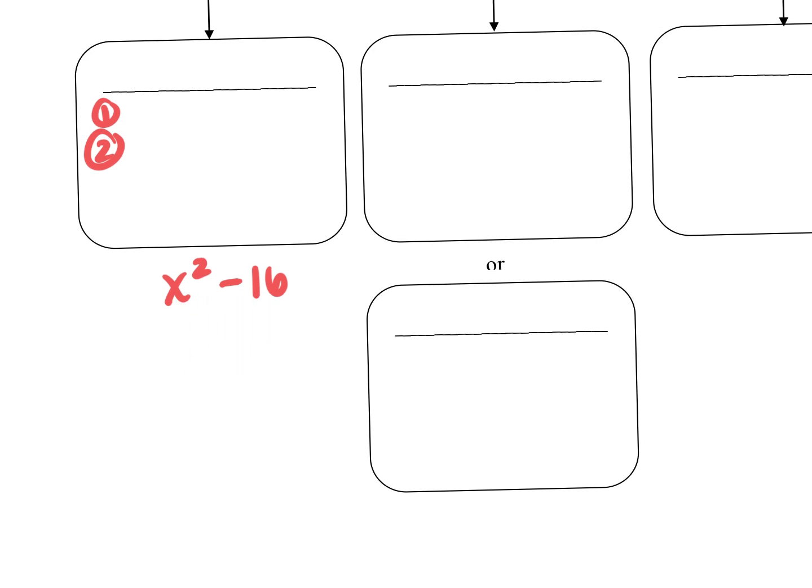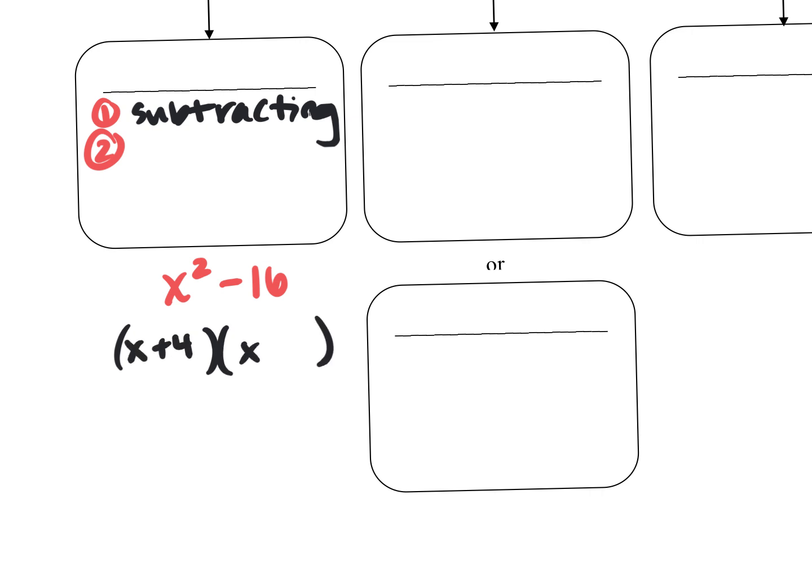Okay, in order to factor this, we have 2 requirements. 1, we have to be subtracting in order to factor it. And then, does anyone remember how this would factor? I do x plus 4 and then x minus 4 only because I like to say plinus, plus minus. So that's the only reason I put the plus in front. But you could have totally done x minus 4, x plus 4.